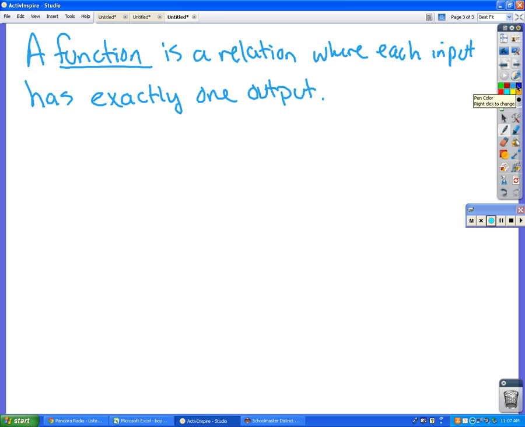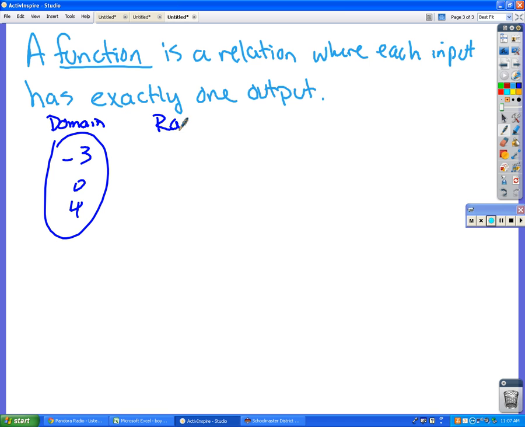So, -304 is my domain. My range is -217.